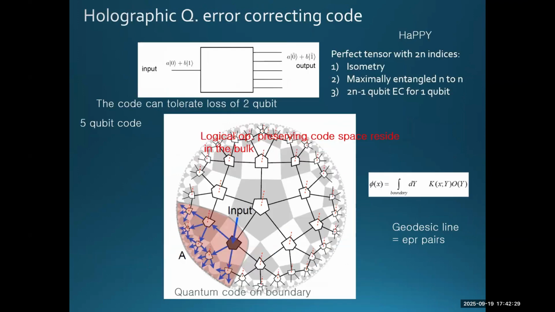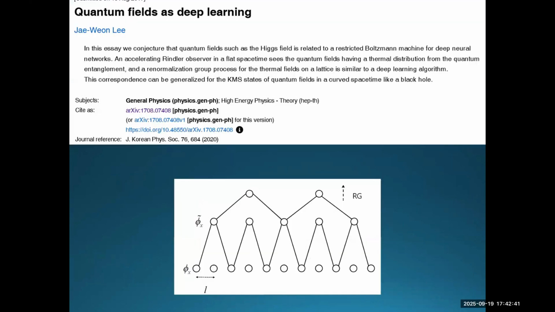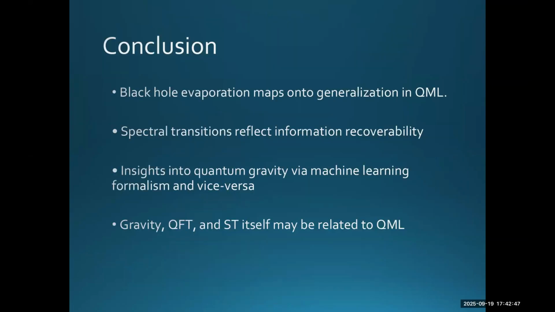And these people argue that the AdS/CFT correspondence is similar to error correction or deep learning. So I argue that quantum field itself can be viewed as deep learning. Similarly, I try to argue that linking deep learning to physics is not such a crazy idea. There are many attempts. Yeah, that's all.